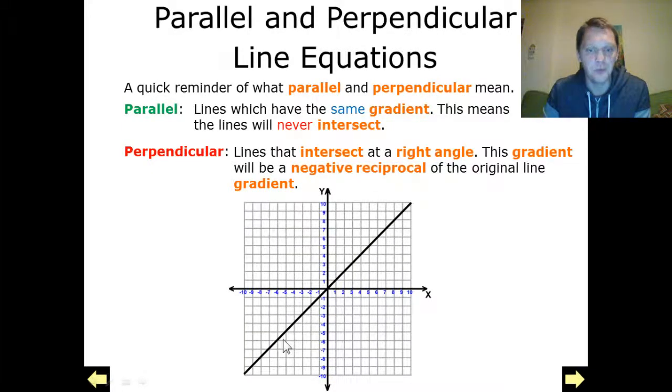So here I've got a graph with a line going up, which is y equals x. A parallel line to this we've got going across here. As you can see, it will never ever cross this line. And here is an example of a perpendicular line. And as you can see, it's at a 90-degree angle to the original.